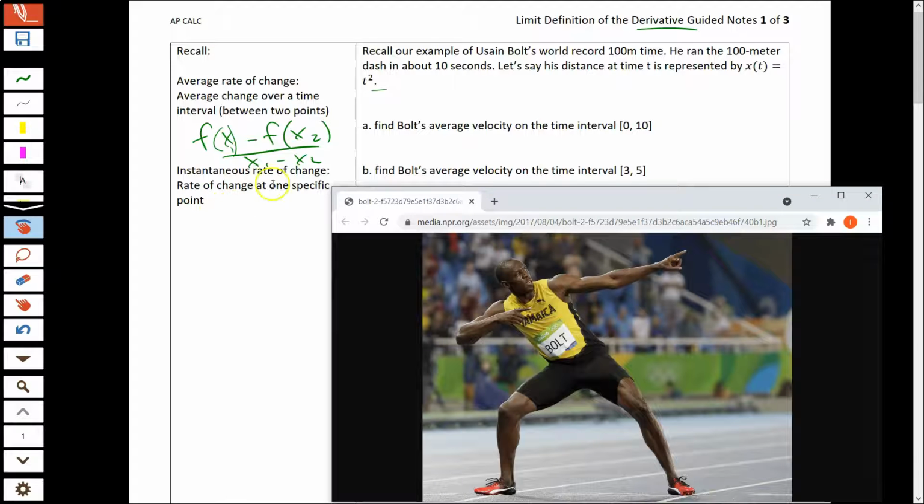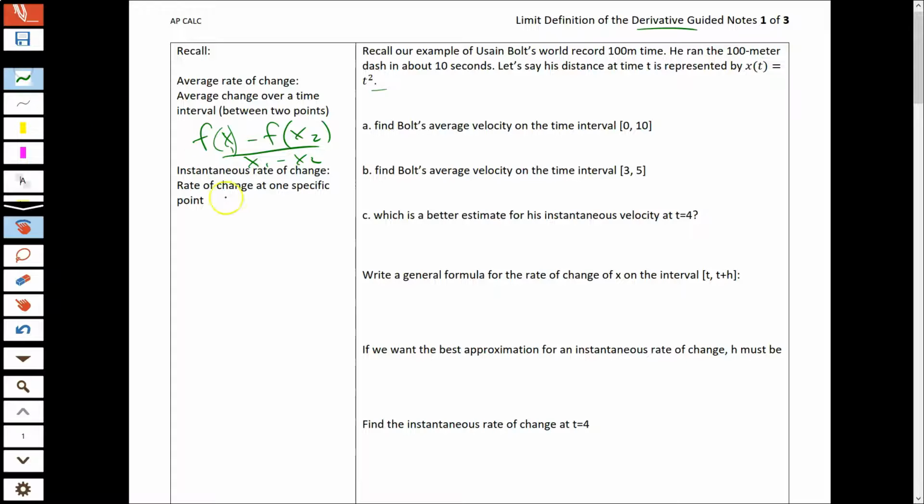So we can imagine that if we put a speedometer on this guy, we wanted to know what the speedometer said at one specific moment. That's instantaneous rate of change. And this was the harder thing to figure out. In fact, we don't know how to figure this out quite yet. Today, we'll learn how. So I want to start by tackling a couple of average rates of change to build towards this idea of instantaneous rate of change.